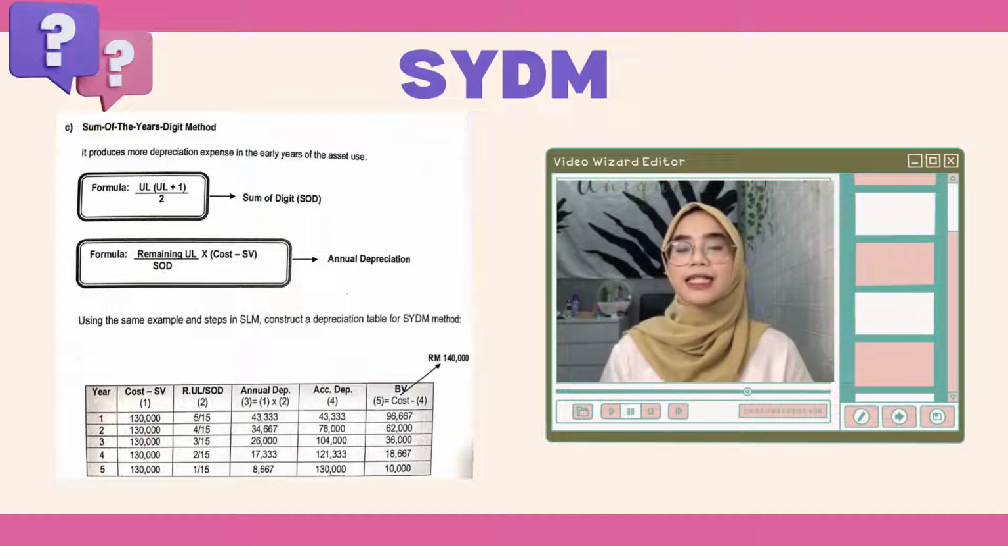So you will get the answer, which is 43,333. For accumulated depreciation, you just take the value from annual depreciation. For the book value, the formula is you need to take the value of cost and minus with the accumulated depreciation value. And then you will get 66,667 ringgit. Then you just follow the same steps to get the value of the next year.